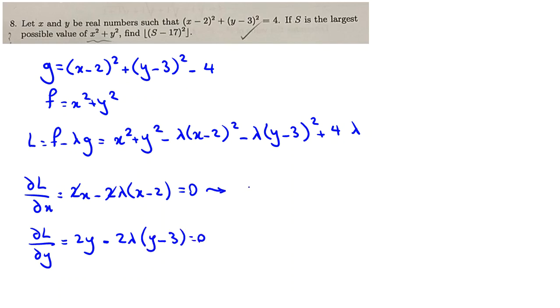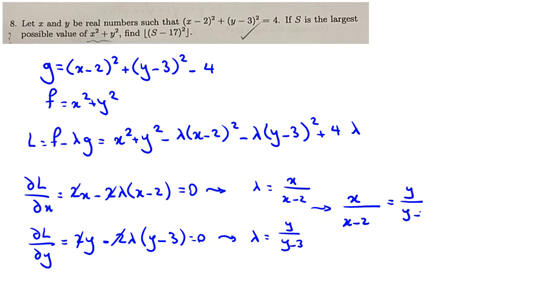Now we conclude, if we take lambda to one side, lambda equals x over (x minus 2), and from the other equation, lambda equals y over (y minus 3). So we conclude x over (x minus 2) equals y over (y minus 3). If we cross multiply, xy minus 3x equals xy minus 2y. xy will be cancelled, and 3x equals 2y. So we conclude y equals 3x over 2.